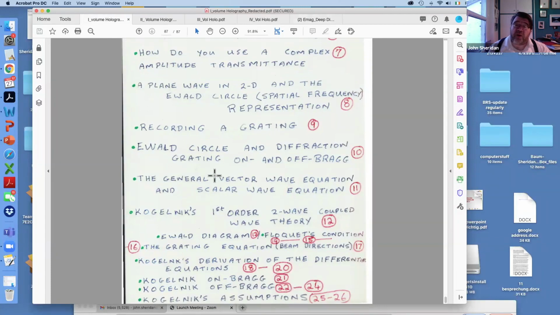diffraction gratings on and off Bragg, the general vector wave equation and the scalar wave equation, Kogelnik's method and how he went about solving this, making various assumptions. Second order, first order, two-wave, coupled wave theory, and the Ewald diagram, associated, for example, with the Bragg condition, and how we describe the E field in the volume. Kogelnik's derivation of the difference equation, Kogelnik on Bragg and off Bragg, and Kogelnik's set of assumptions. So that's what we've hopefully now achieved, and I will circulate those notes to you later today.